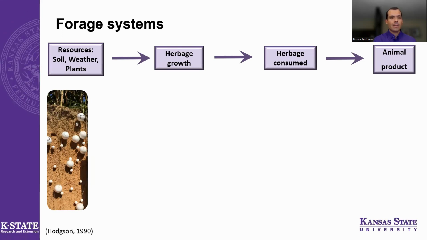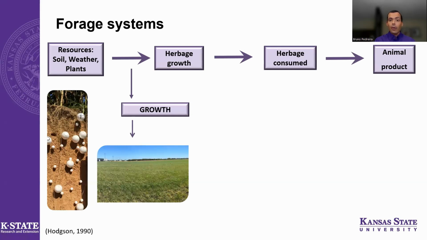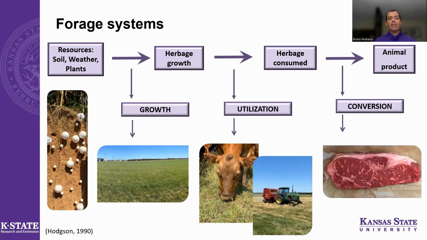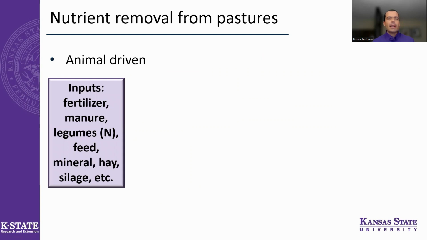So first of all, I need to understand my resource, what I have there in terms of soil, weather, plants, because it will affect the way plants grow. And I also need to define the way we are going to utilize these systems. Are we talking about a grazing system or a hayfield, for example? But by the end of the day, we have a soil, we have plants growing that we need to harvest using animals or any kind of baler or any kind of equipment. And by the end of the cycle, we need to transform the forage we harvest there into some animal product, okay?